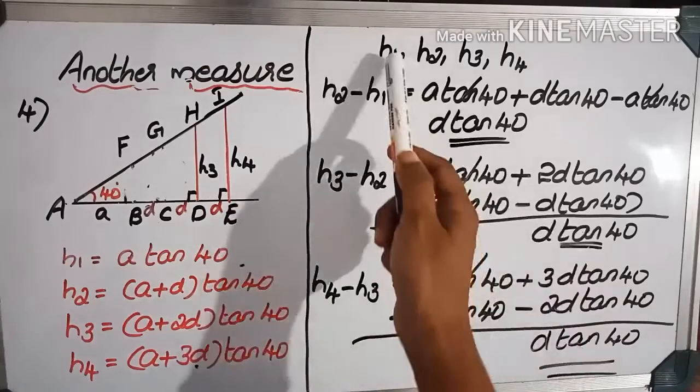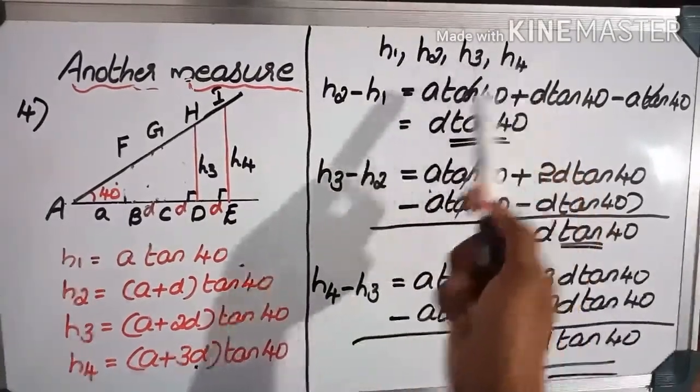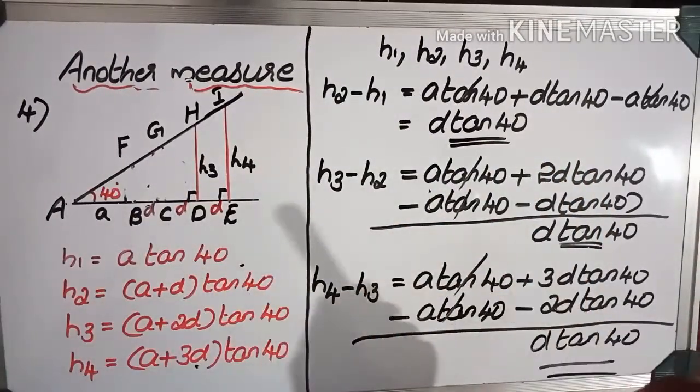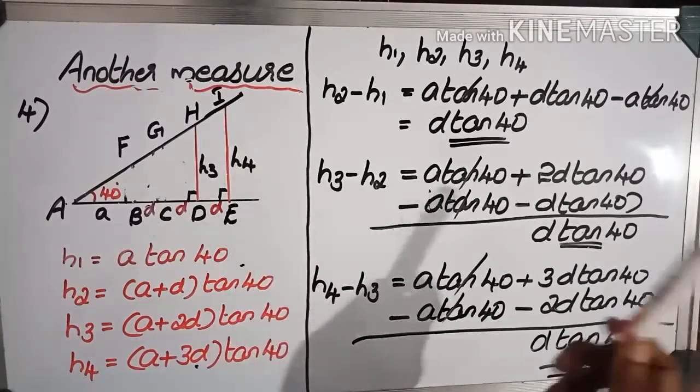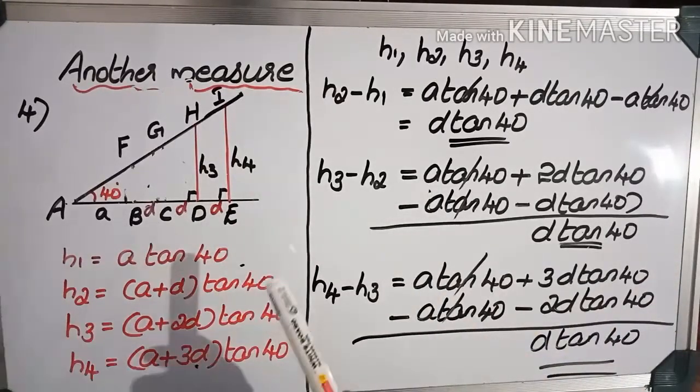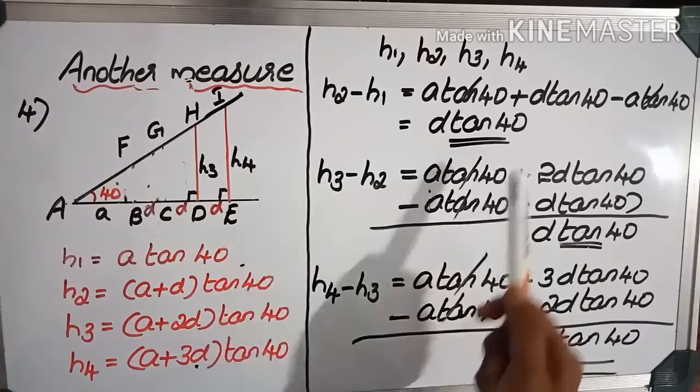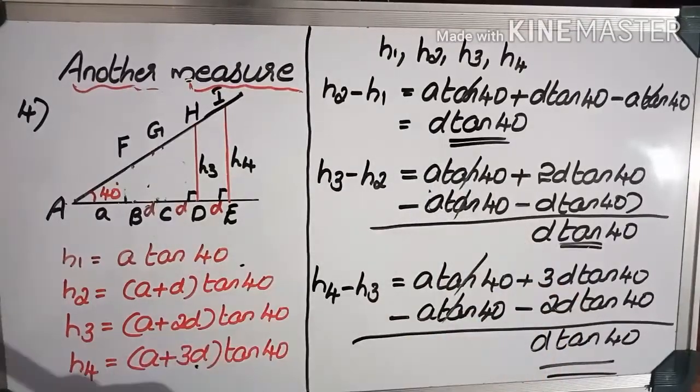That means H1, H2, H3, H4, these four heights are in arithmetic sequence. Now one more question: what is the common difference? This D tan 40 is the common difference. So this is the fourth one's answer.